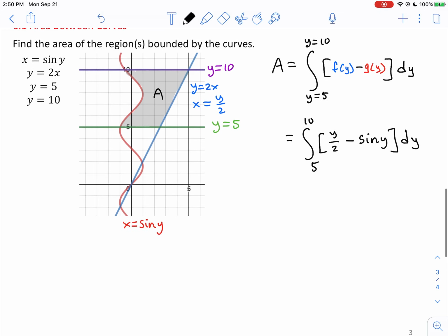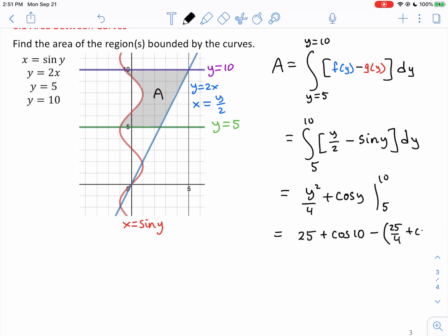Let's go ahead and finish this one by hand. The antiderivative of y over 2 is y squared over 4. And the antiderivative of negative sine y is positive cosine y. And then we evaluate this from 5 to 10. So we get 10 squared divided by 4, that's going to be 25, plus cosine of 10. When you're using a calculator, make sure you're in radians, not degrees. Minus, and then parentheses, now plug in the 5. We have 25 fourths plus cosine of 5.